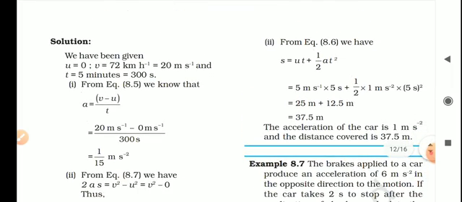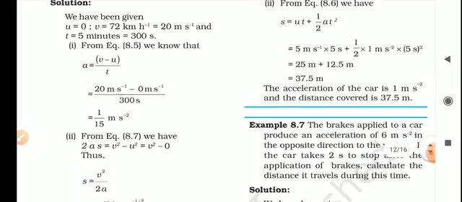Now formula for distance traveled is s equal to ut plus half at square. Put all the values in this equation. 5 into 5 plus 1 by 2 into 1 into 5 square. This will be equal to 25 meters plus 12.5 meter equal to 37.5 meter. So the acceleration of the car is 1 meter per second square and the distance covered is 37.5 meter. Now in these examples also you have to remember the equations of motion, then only you will be able to solve this problem.